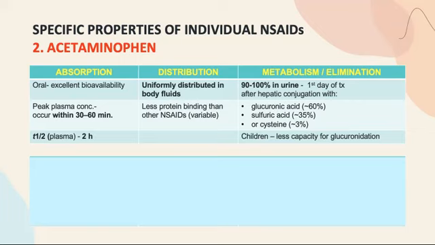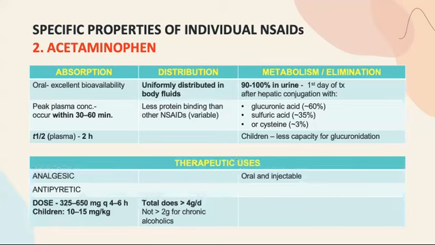Children have less capacity for glucuronidation of the drug than do adults. A small proportion of acetaminophen is suitable for analgesic or antipyretic uses. This is given for patients in whom aspirin is contraindicated, such as in patients with aspirin hypersensitivity or children with a febrile illness and patients with bleeding disorders.